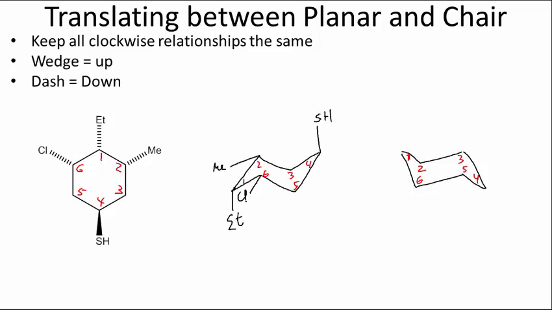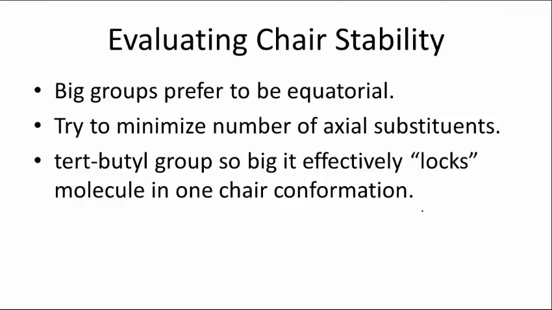If I flip it, I'm going to do the actual flip here. Drew the left-leaning chair. Carbon 1 still on the far left. Carbon 4 still on the far right. Now on carbon 1, I have the ethyl group down. That's going to be equatorial now. Carbon 2, the methyl group down is going to be axial. Carbon 3, no substituent. Carbon 4, the SH is going to be up and it's going to be equatorial. And carbon 6, the chlorine is going to be down and it's going to be axial. All right. So just something you practice.